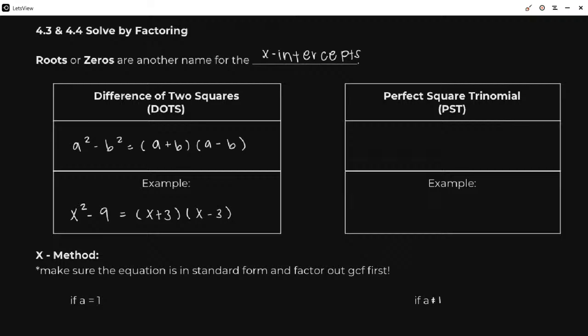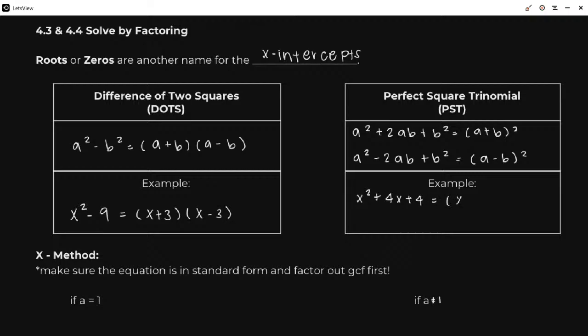The other one is perfect square trinomials, so you can also call this PST. This would be a squared plus 2ab plus b squared. That's going to factor into a plus b squared. And there's also a squared minus 2ab plus b squared, and that'll factor into a minus b squared. So an example would be x squared plus 4x plus 4. That's going to factor into x plus 2 squared.